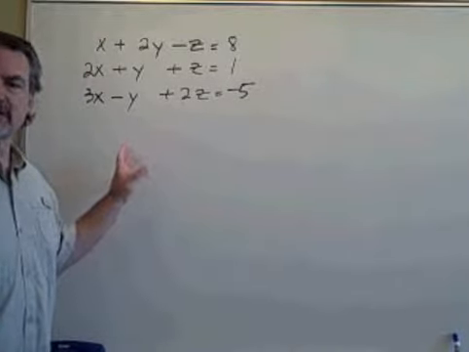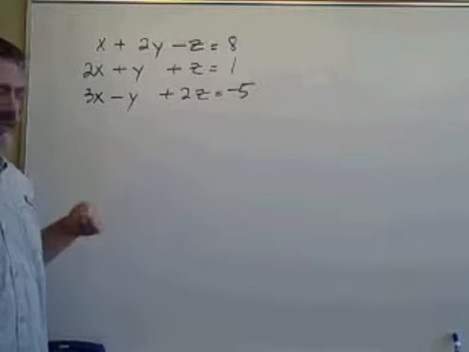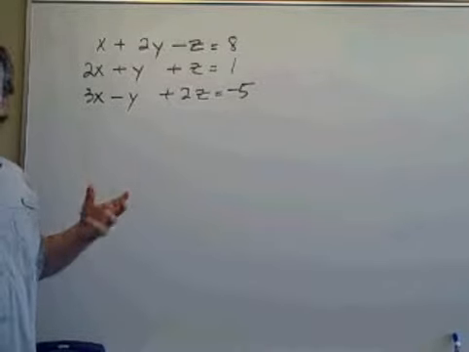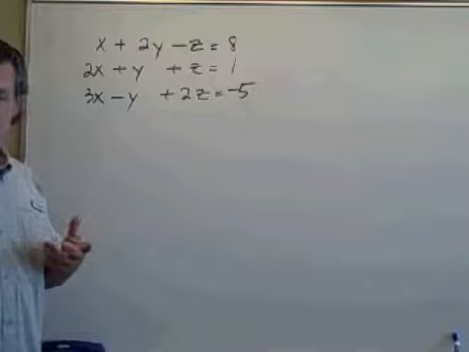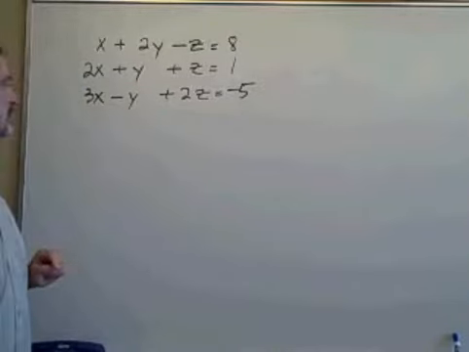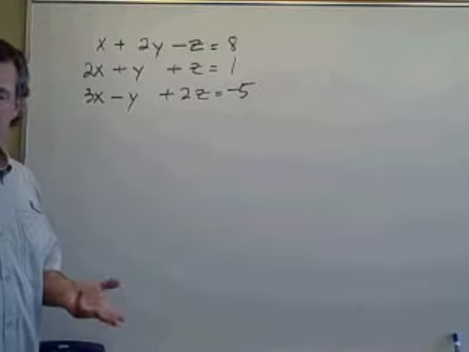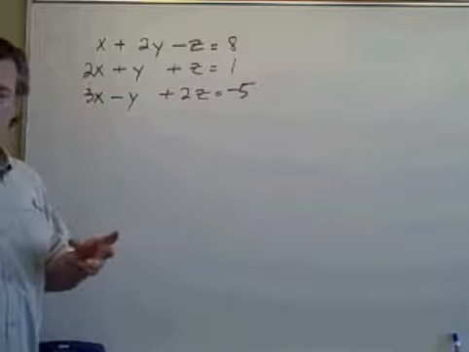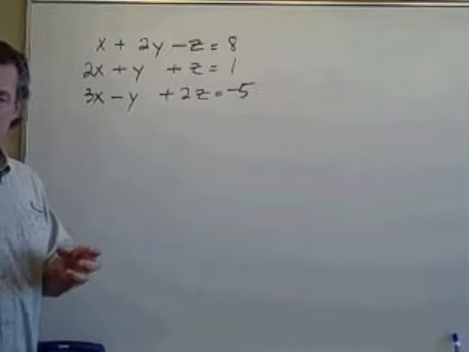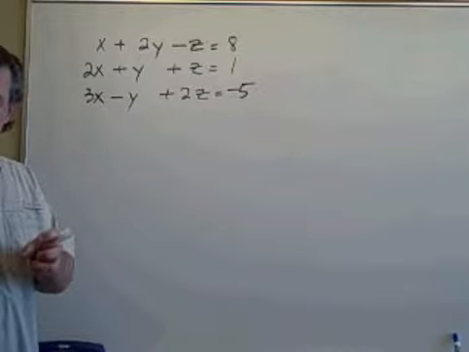Here's another system of linear equations, three equations with three variables, three unknowns. I want to try to find the ordered triple, if it exists, that is the solution to each of those linear equations. We're going to use again our addition elimination method. We're going to work with two of the equations at a time to eliminate a variable, work with another pair to eliminate the same variable.